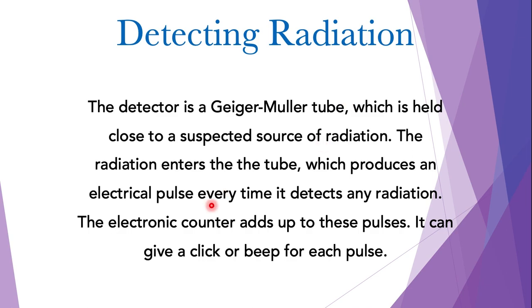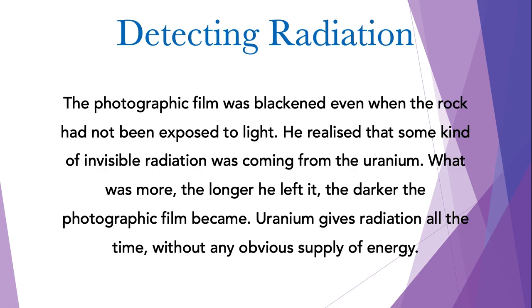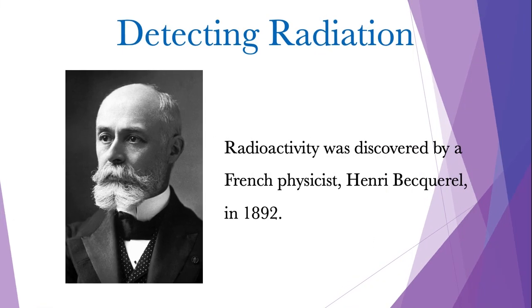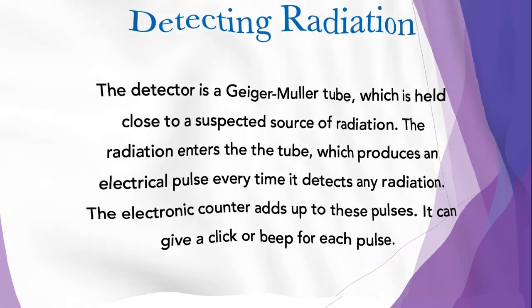Okay, this is how we detect radiation. We use a Geiger-Müller tube or the photographic film method to do so. And Henri Becquerel, the French physicist, discovered radioactivity in 1892. Now let's look at the randomness of radioactive decay.